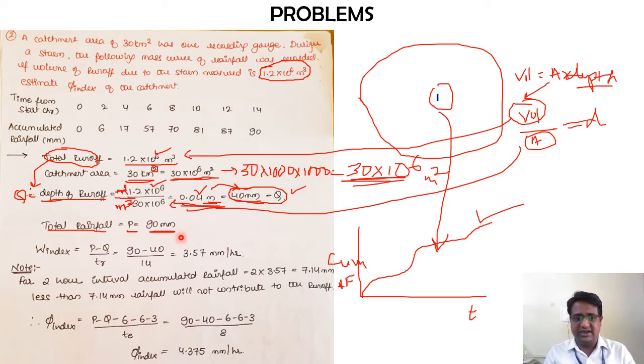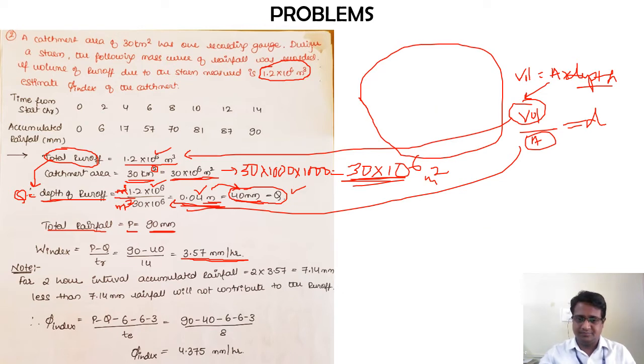Now after getting the Q and P values, the W index is equal to what? It is (P minus Q) divided by TR. P value is 90 mm, Q value is 40 mm, divided by TR, which is 14 hours. So totally I am going to get 3.57 millimeters per hour. Here you need to understand one thing.